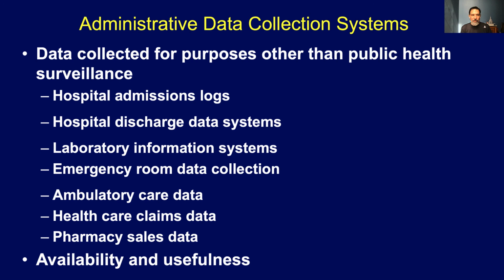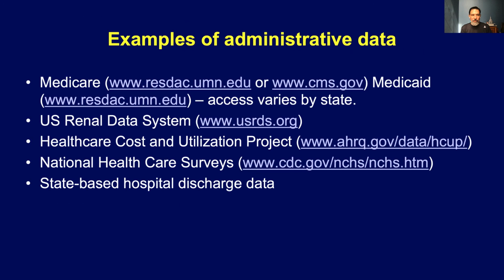But they can be made available and used for the purposes of public health surveillance as well. And so that's what we mean by administrative data collection systems. They're usually in place for other purposes, but they can be useful for surveillance. So here are some examples.